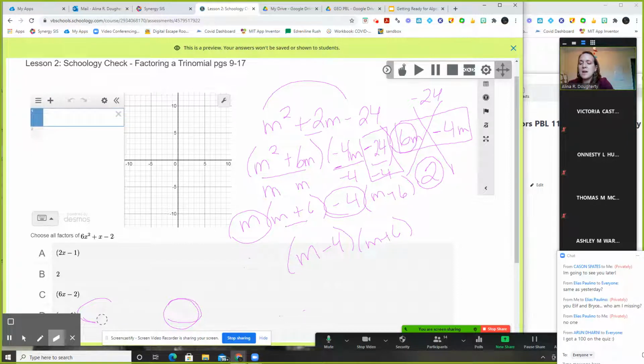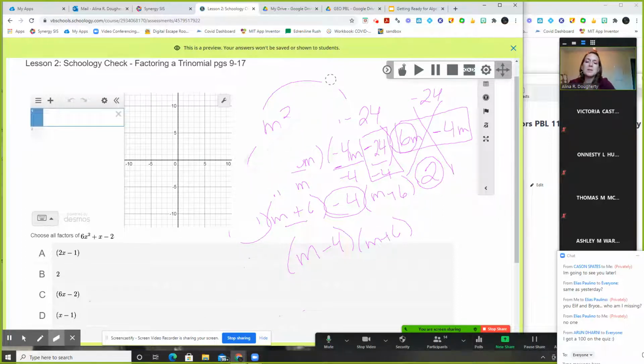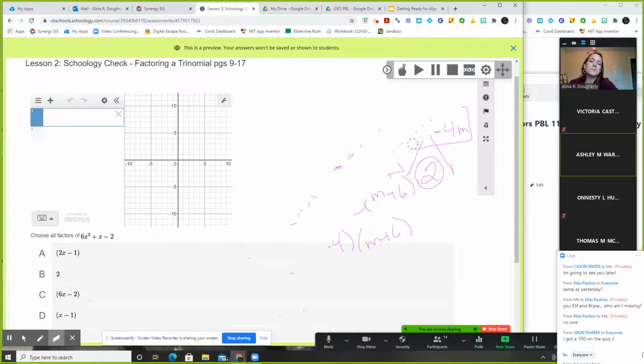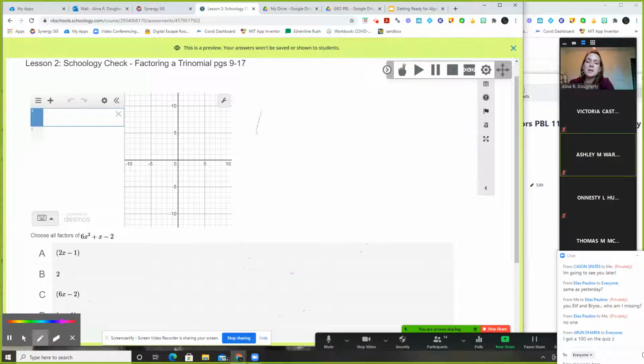I'm going to erase. What goes in my X puzzle? What goes at the top of the X puzzle in this problem? Negative 2 times 6, right? The top of our X puzzle is A times C. So 6x squared plus x minus 2. I've got to multiply those two things together. That's what goes at the top of the X puzzle.